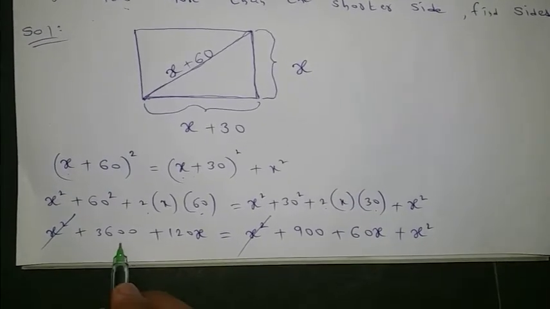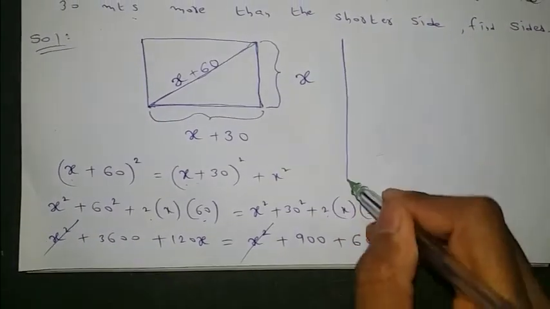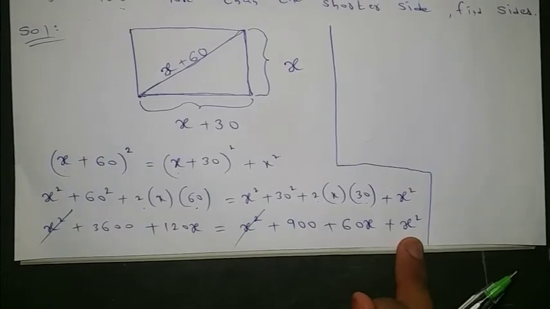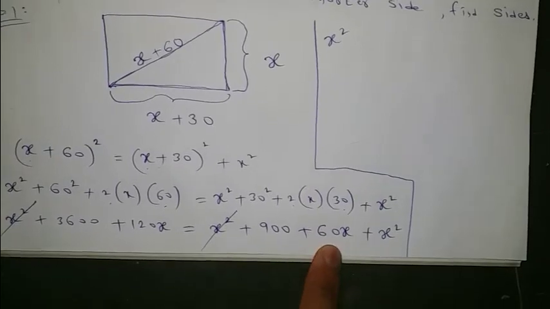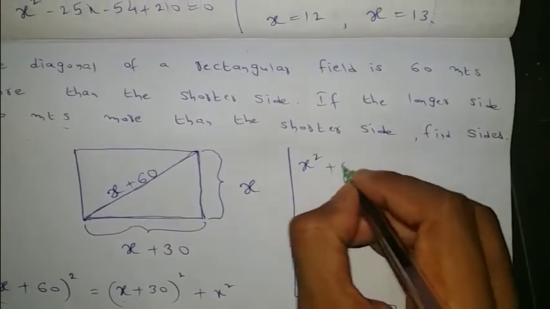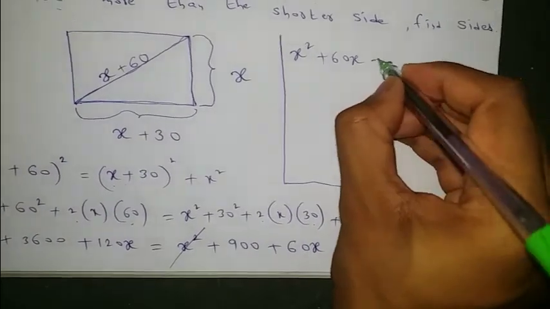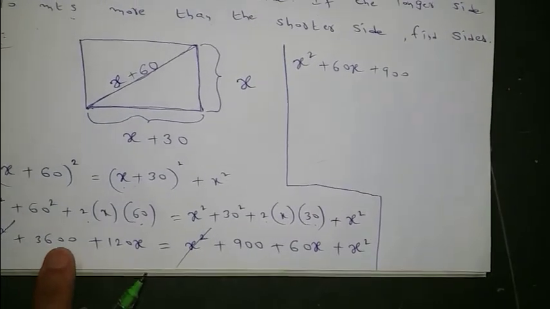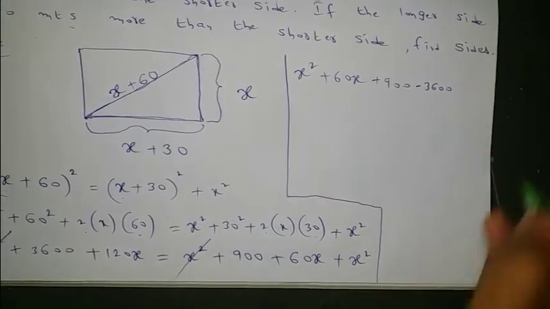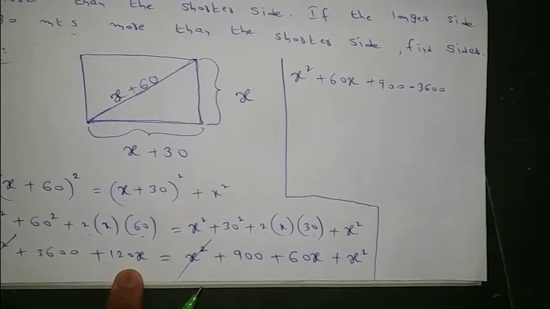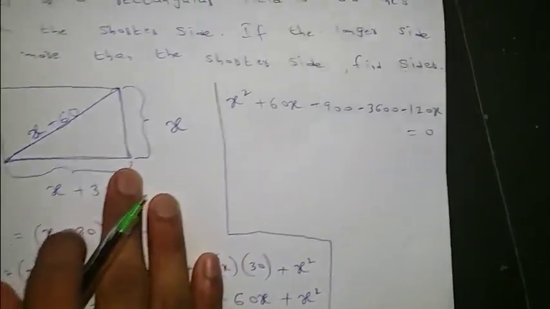So remaining all the left side terms I will take to right side. So the right side we have x square, that x square I am writing as it is x square. Next, right side 60x is there, I am writing that 60x as it is plus 60x. Right side 900 is there, I am writing that 900 as it is plus 900. Now this plus 3600 we are taking to right side, so it will become minus 3600. Plus 120x we are taking to the right side, so it will become minus 120x is equals to 0.